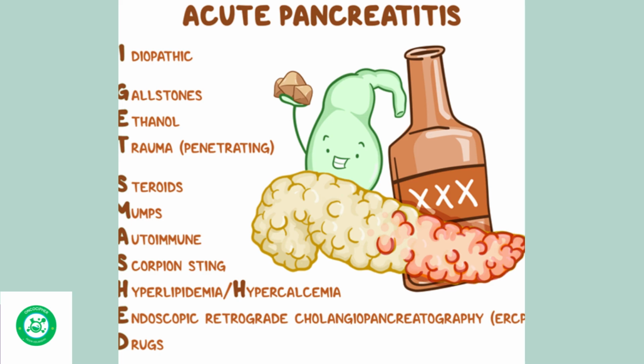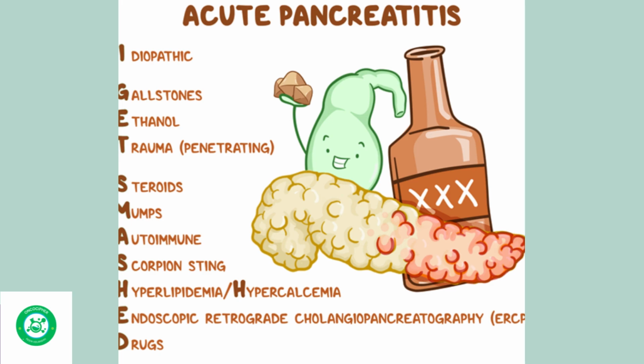So the first cause is idiopathic, and what that means is that sometimes we don't know the exact cause of the acute pancreatitis. The most common cause, I can say, is the gallstones, the gallbladder stones, and you can see in the picture the gallbladder.